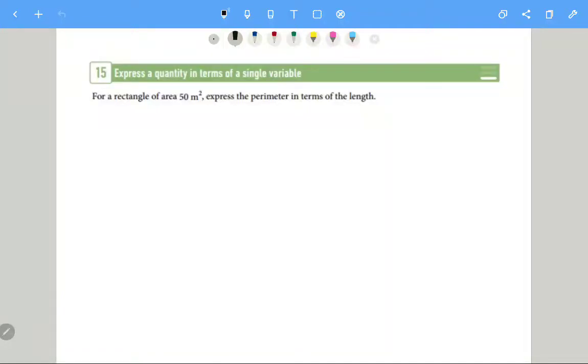Let's have a look today at using maximums and minimums to actually solve some basic problems. So for a rectangle of area 50 meters squared, express the perimeter in terms of the length. Alrighty, so area for a rectangle is determined by length times width. And we know that the area is 50. So 50 is equal to length times width. But we would like to express the perimeter in terms of the length.